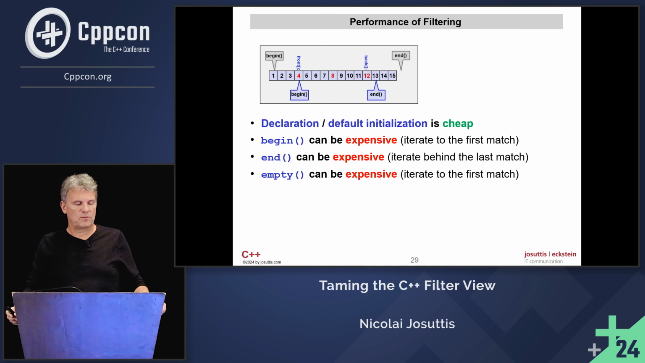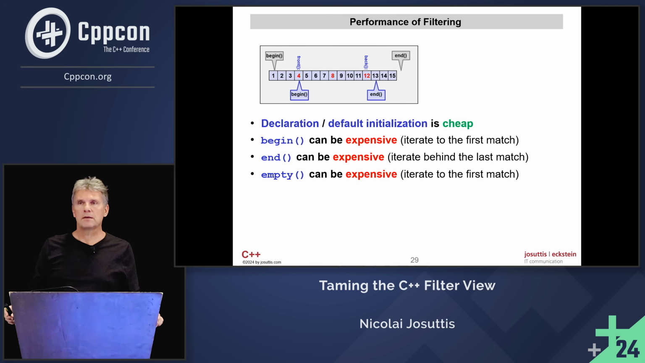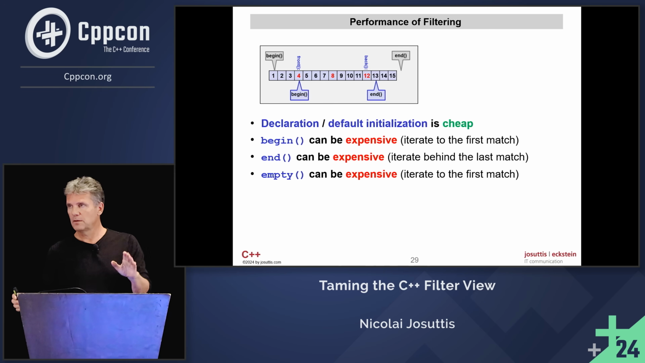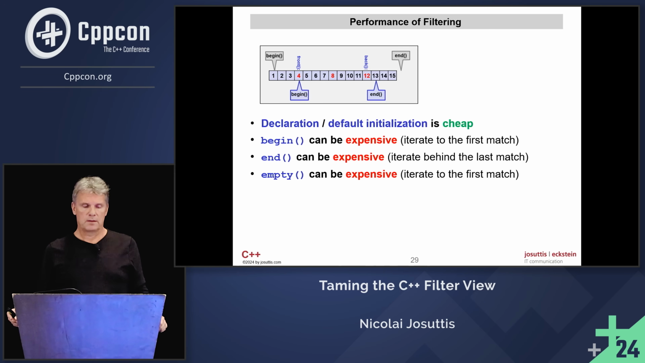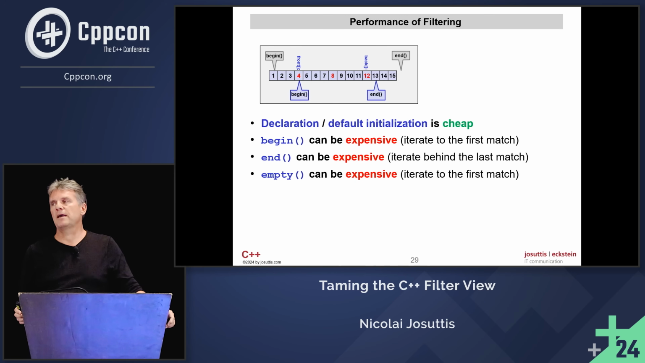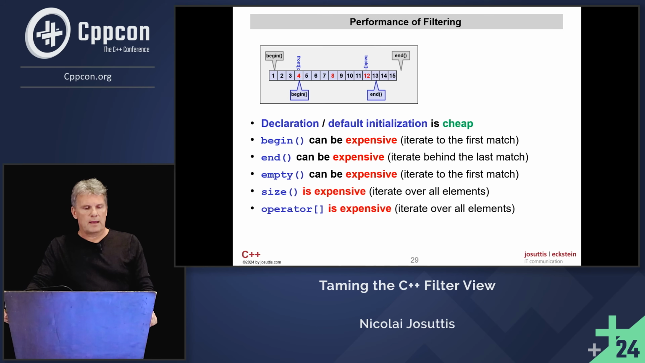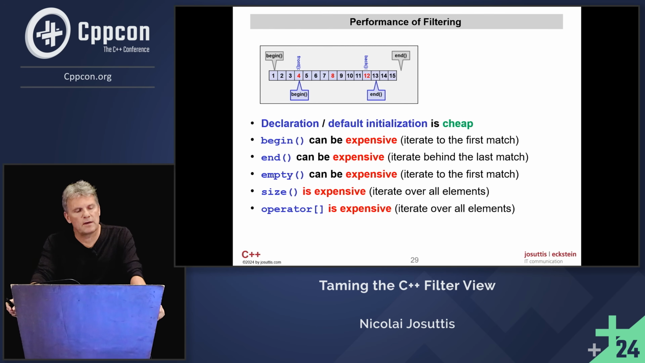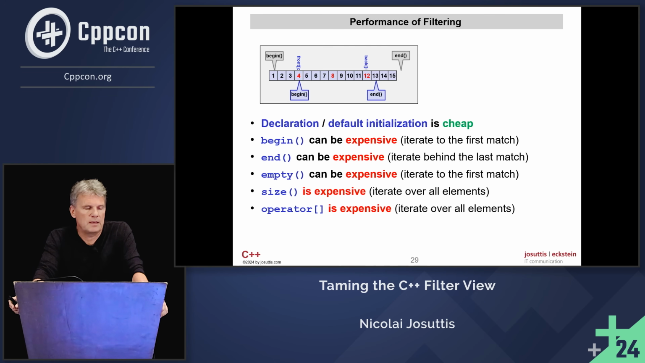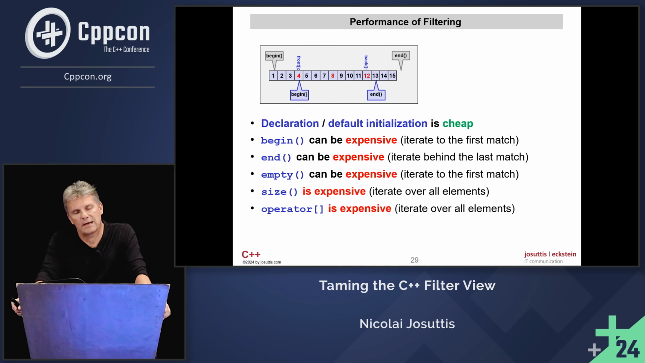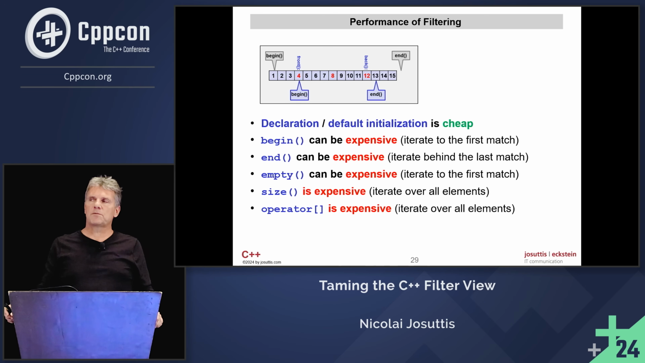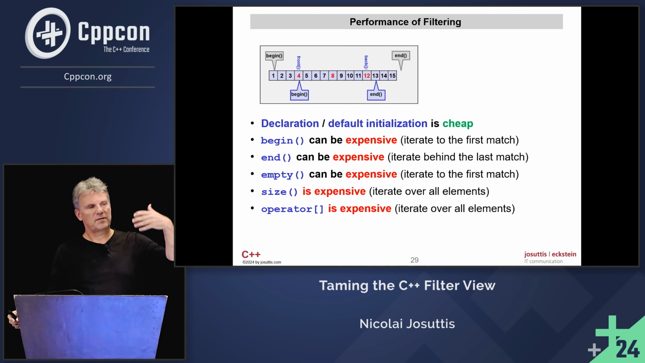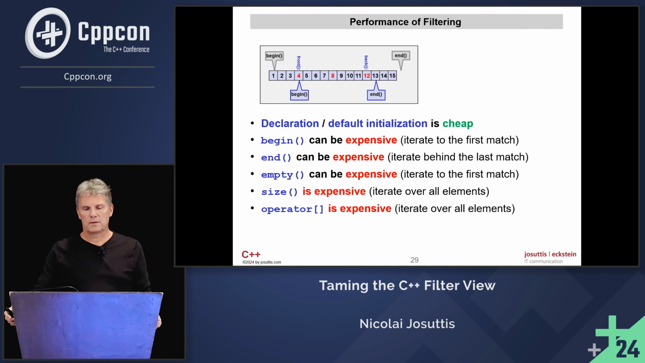So we have to iterate to the last element or behind the last element. We could iterate from the end backwards if that's supported. But anyway, it can still be expensive depending on where the end is. Empty can be expensive. Empty is more or less calling begin and seeing whether it's the end. And size is expensive, and the index operator is expensive. These two operations have to iterate over all elements, or a couple of elements. So if you call the index operator to go to the 10th element, you have to do 10 times find the next element. That fits.